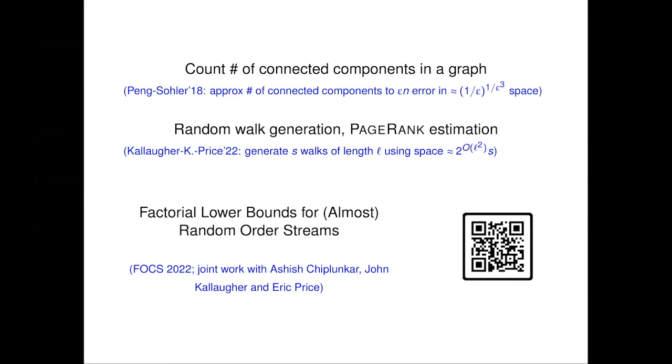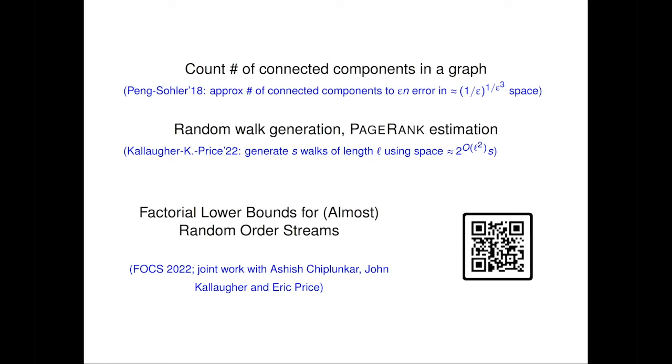First, suppose that we are in the streaming setting, and our input is a stream of edges of some graph G in a uniformly random order. We want to approximately compute the number of connected components in this graph. A very nice result of Peng and Zoller from SODA 18 shows that one can approximate the number of connected components in such a graph up to an epsilon additive error, using space which is essentially only a function of the precision epsilon. So 1 over epsilon to 1 over epsilon cubed.